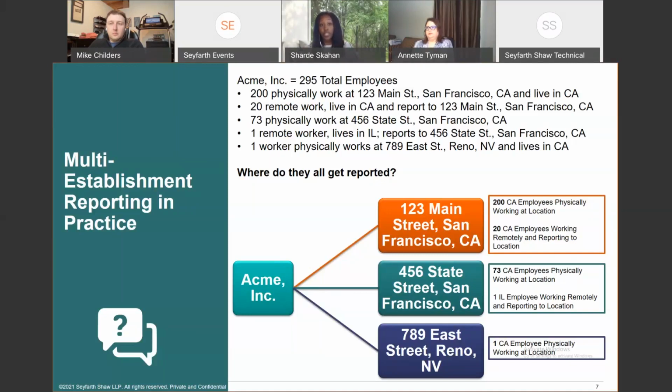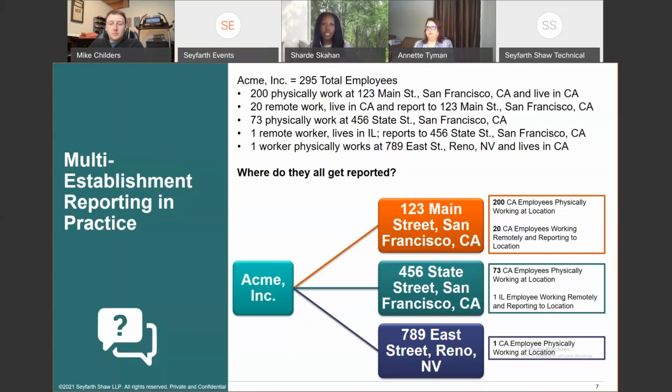You have 73 employees who are physically working at a different establishment at 456 State Street. And then you have one remote worker living in Illinois, but reporting to that State Street address. And then you have one worker who's physically working in Reno, but living in California. So all of these employees are going to be assigned to these various establishments.